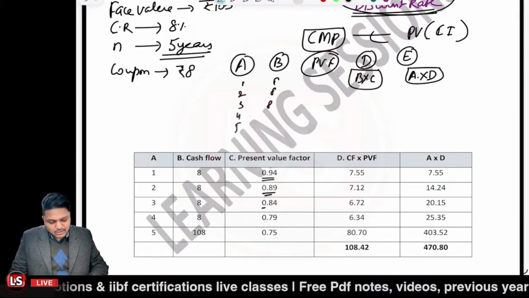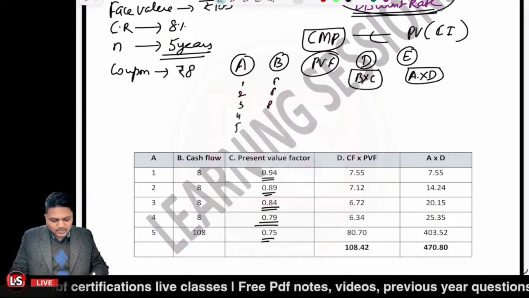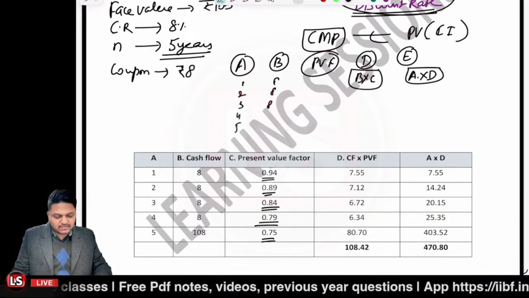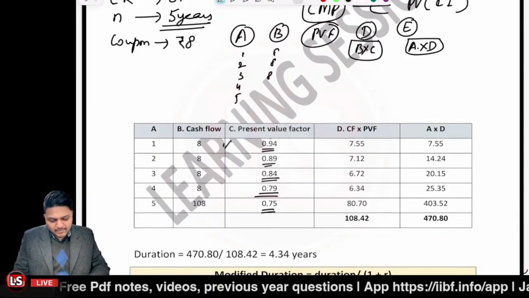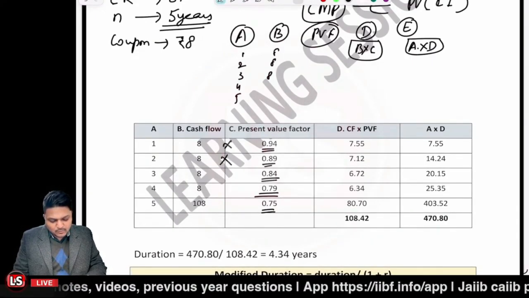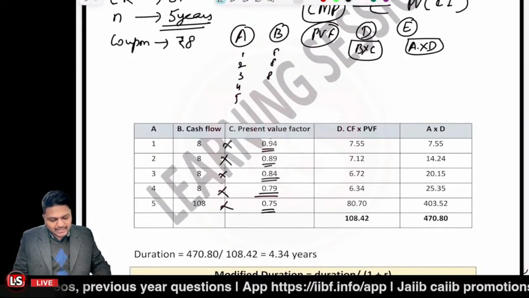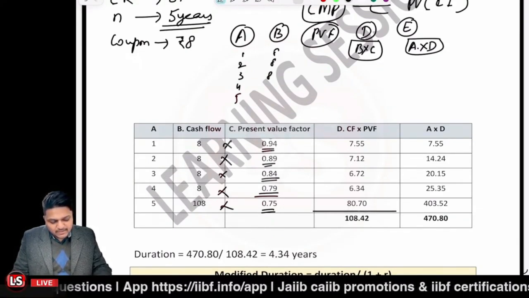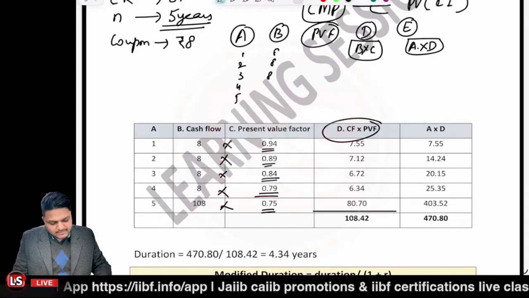0.8396, that is 0.84, 0.79, 0.75, that's it. And for the fourth column, we have to multiply B with C. 8 multiplied by 0.9, 8 multiplied by 0.89, and so on. We calculated these values, right? And this is basically what? This is your sigma PV.